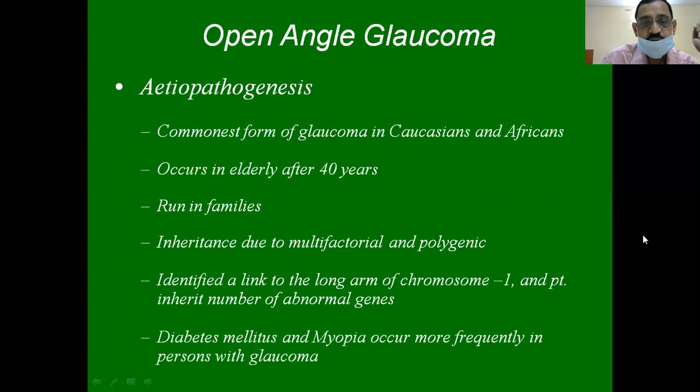So it is also known as chronic simple glaucoma. It's characterized by slowly progressive rise of intraocular pressure, more than 21 millimeters of mercury, an open angle, characteristic disc changes as I have already mentioned, cupping, and specific visual field defects. And if you take the etiopathogenesis of primary open angle glaucoma, it is the commonest form in Caucasians and also the Africans.